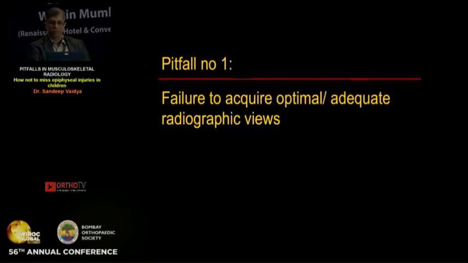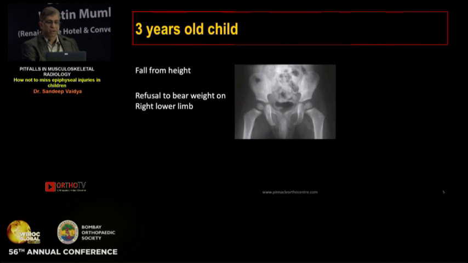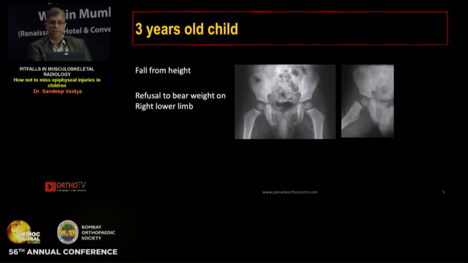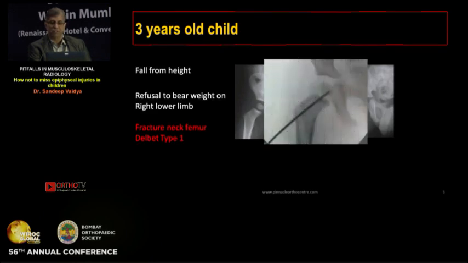The first reason can be as simple as failure to obtain optimal radiographic views. For example, consider this X-ray: a 3-year-old child, history of fall from a height followed by refusal to bear weight on the right lower limb. The AP X-ray looks okay, but if you look at the lateral X-ray, it is clear that this is a femur neck fracture, Delbet type 1, which deserves a closed reduction and internal fixation. So that's the basic rule which all of us learn right when we enter orthopedics, that is to obtain 2 orthogonal views to diagnose any condition.